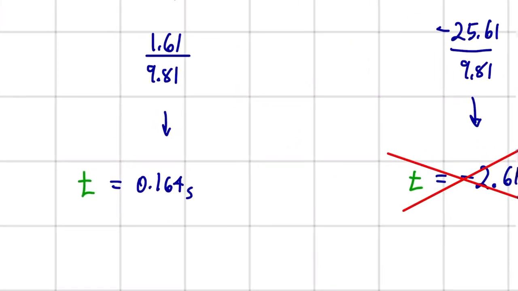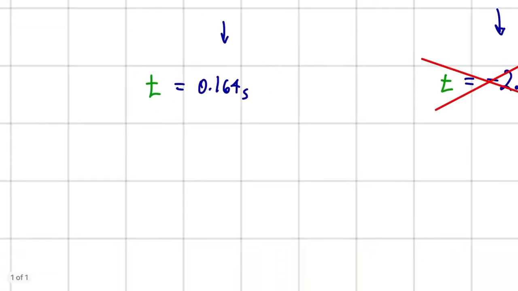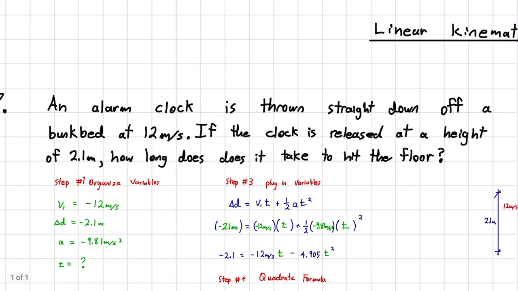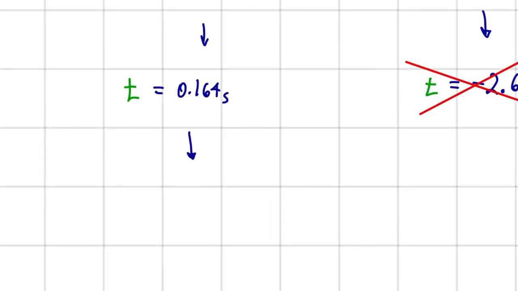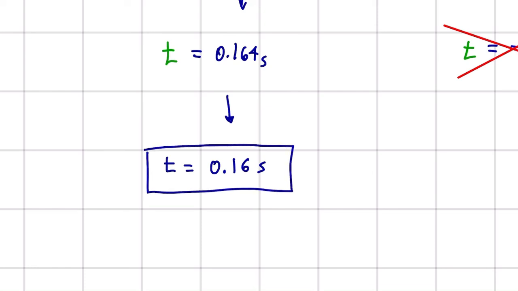So the answer that we are going to accept is on this side over here. t equals 0.164 seconds. And if you remember in the original question, looking at our significant digits, we are given two significant digits. So we want to write our final answer in two significant digits. So 0.16 seconds. And that is our final answer.